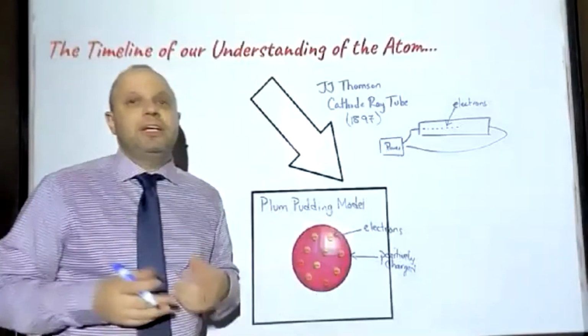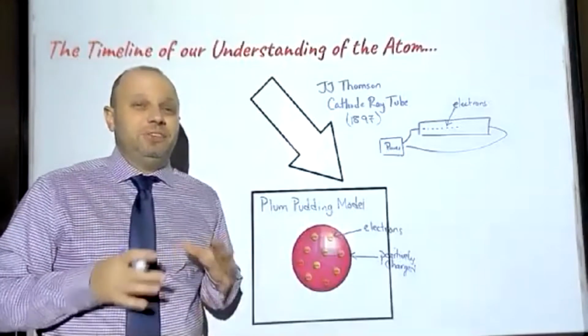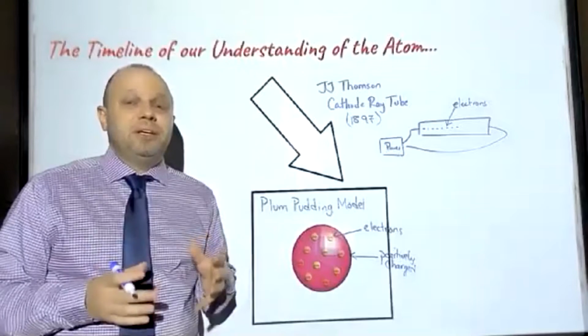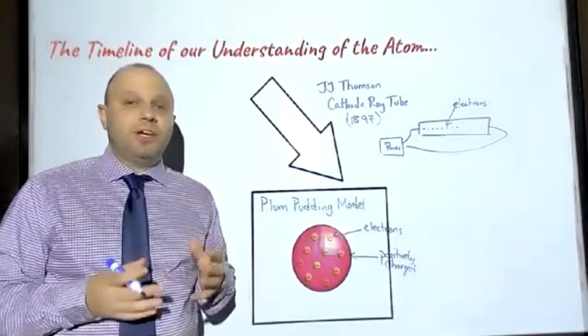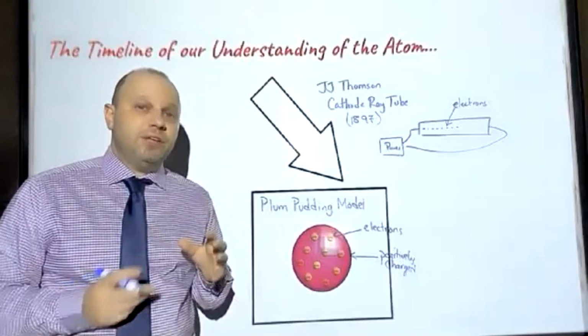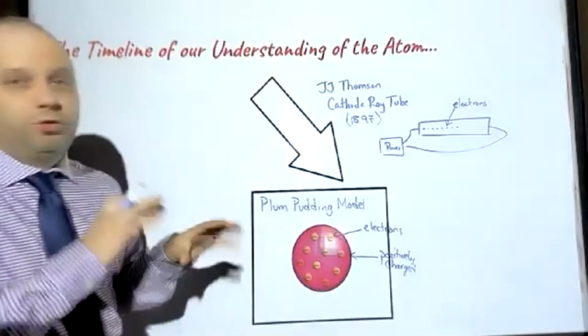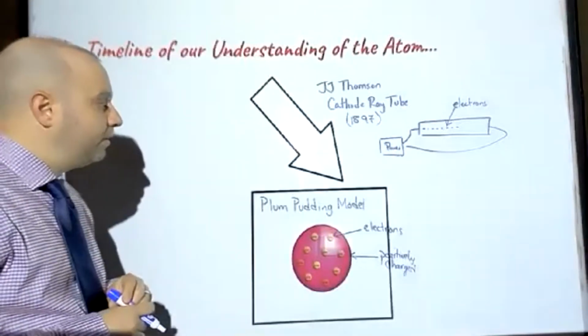The term plum pudding is not something that we're really familiar with because many of us have never seen or eaten plum pudding, but I like to think of it almost like a chocolate chip cookie. So if you imagine a cookie where the chocolate chips are the electrons and the rest of the cookie is that positively charged matter. Of course, it would be in 3 dimensions.